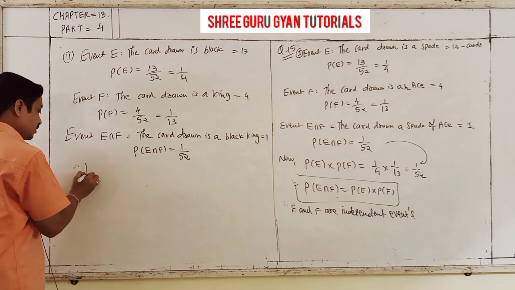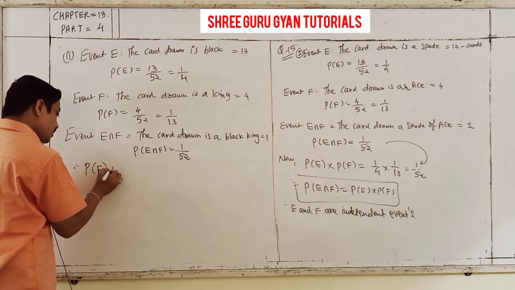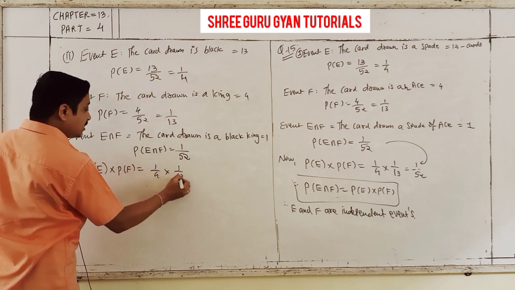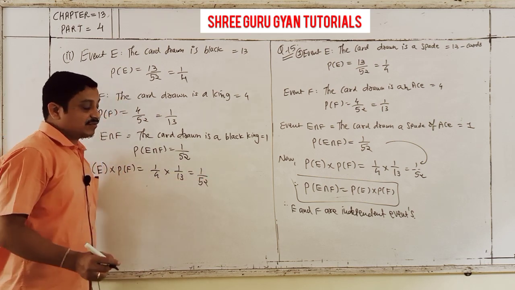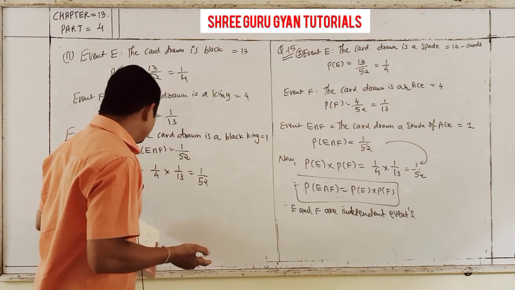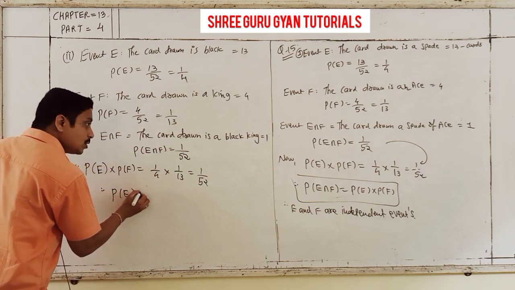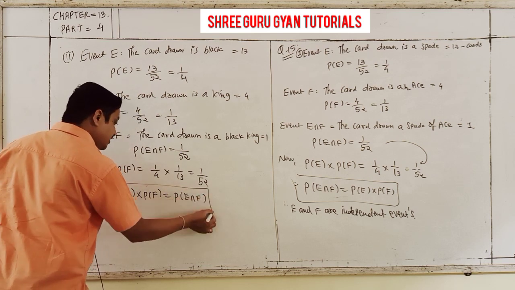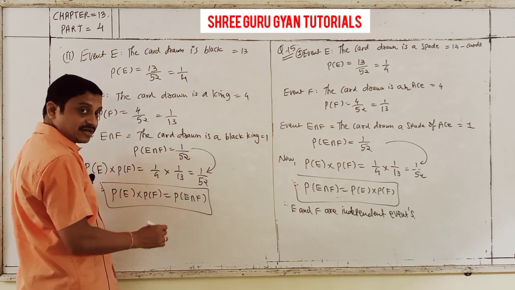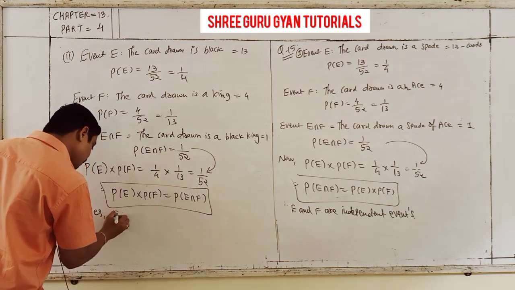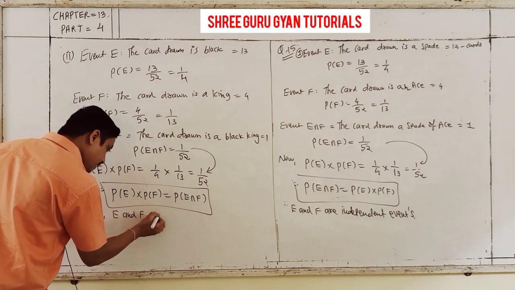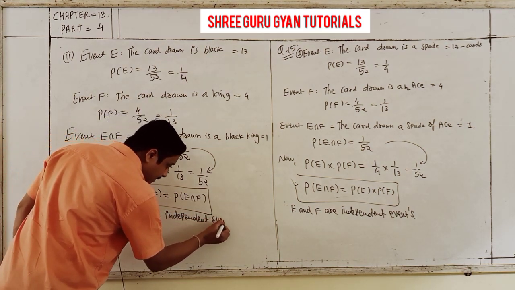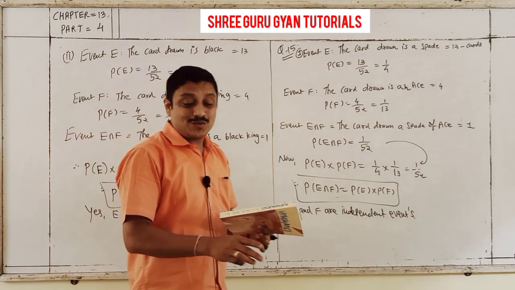Now checking probability of E into F: E is 1/2, F is 1/13, and check it is 1/26. According to that, here also we will show. So P of E into P of F is equal to P of E intersection F. You also verify that it is 1/26. It's the same as that. So that's why yes, E and F are independent events.